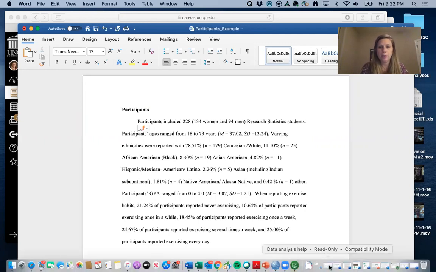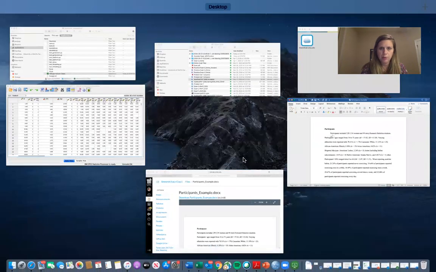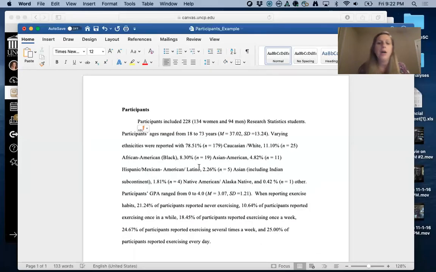So if you think back, let me see if I have the original version of the paper still pulled up. Oh, I think I closed it. Okay, that's good. But we had the title page, then we had the hypotheses, and then it started with the method. And under the method was what's called the participant section. So if you read right here, this is a participant section.